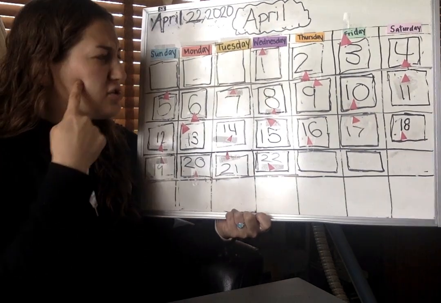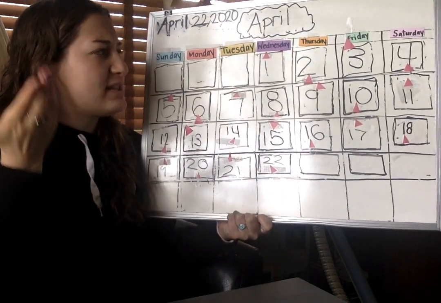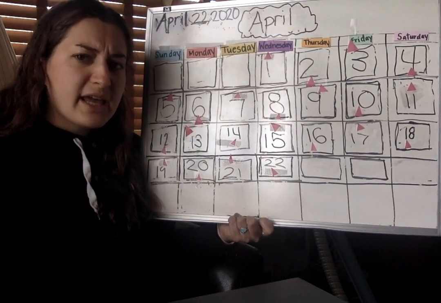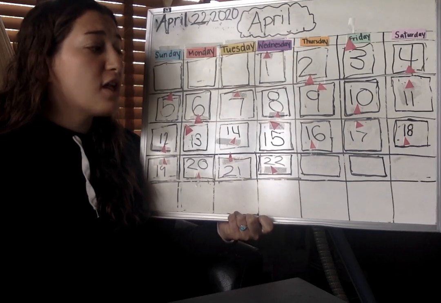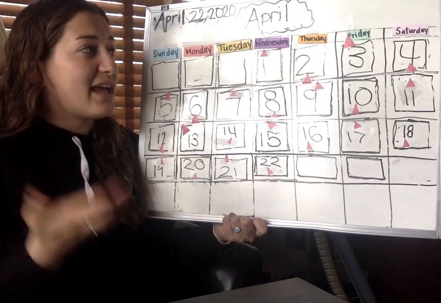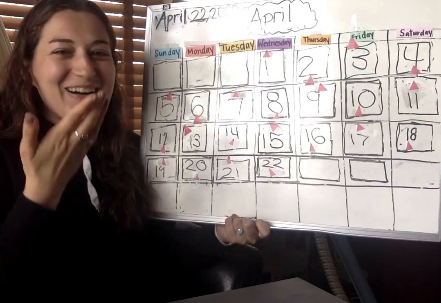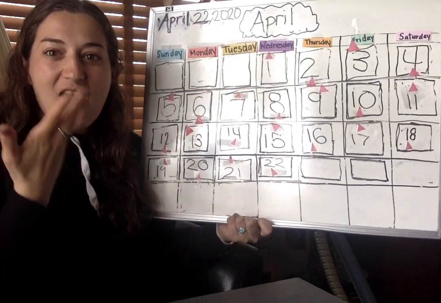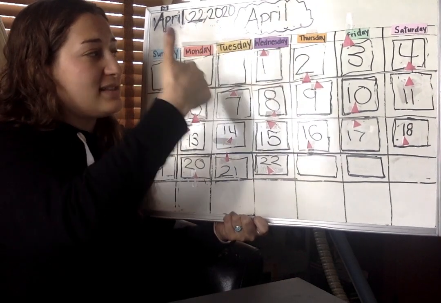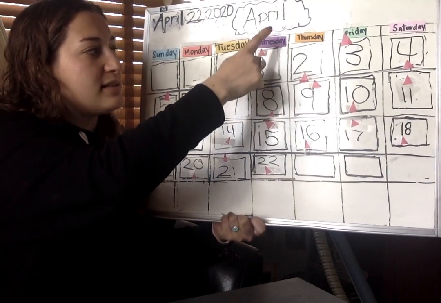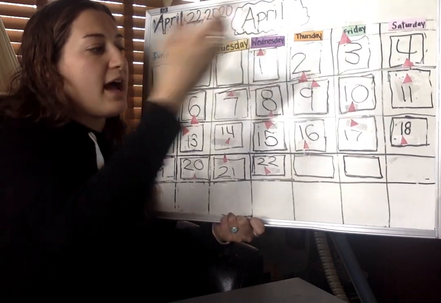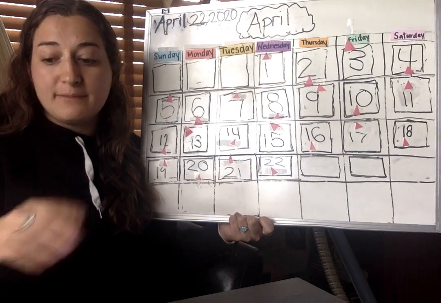So friends, if yesterday was Wednesday, I'm wondering what day is today. There's Sunday and there's Monday. There's Tuesday and there's Wednesday. There's Thursday. Today is Thursday. All day long. Yesterday was Wednesday. Tomorrow will be Friday. Oh, what fun.